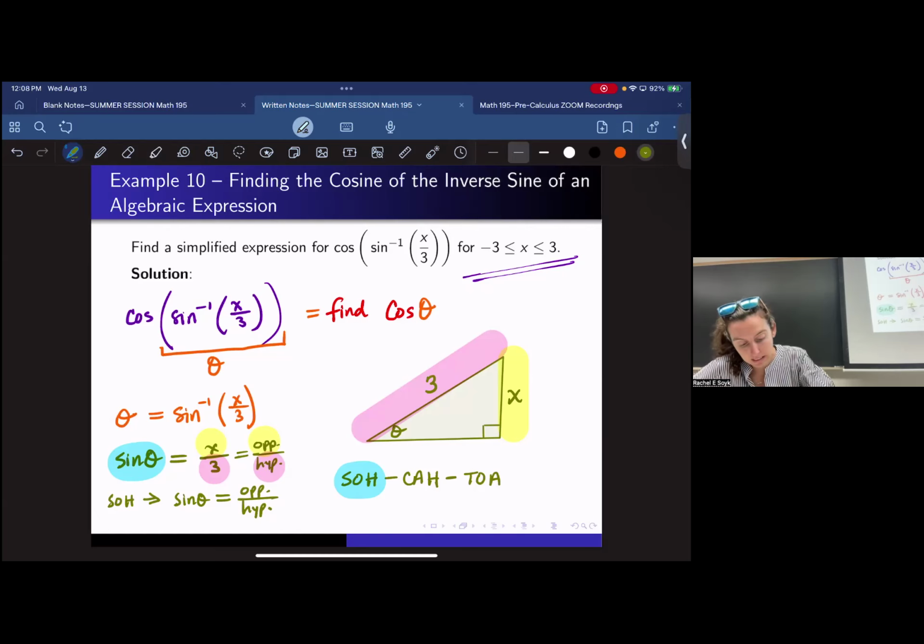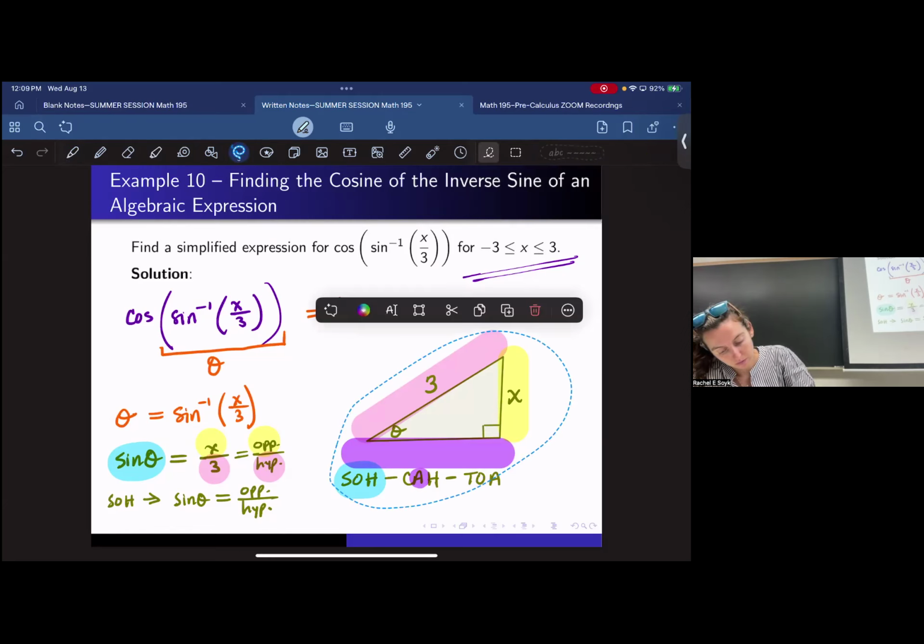And then that missing side, our adjacent side, I'll put that in purple. How do we get that? We need to utilize our Pythagorean theorem. So I'm going to zoom in on this. Maybe I'm going to shrink this and then zoom in.